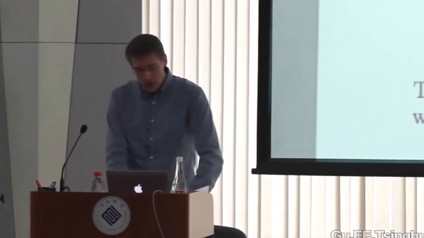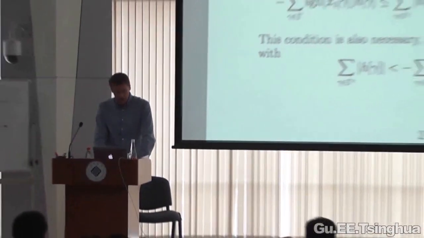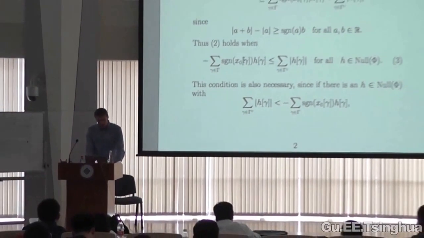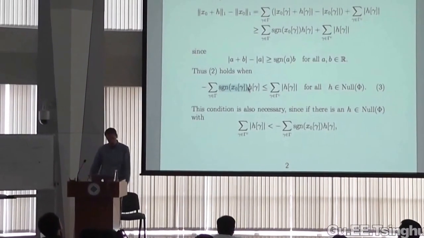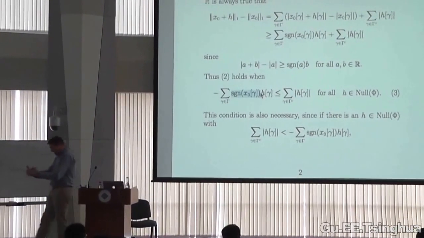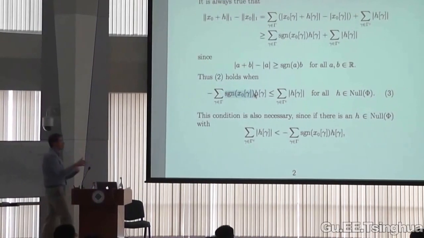Okay, so when we do that, we get a sufficient condition. What does it say? It says if we look at the sign sequence on the support gamma, so we look at the signs that x has, whether it's positive or negative, right?